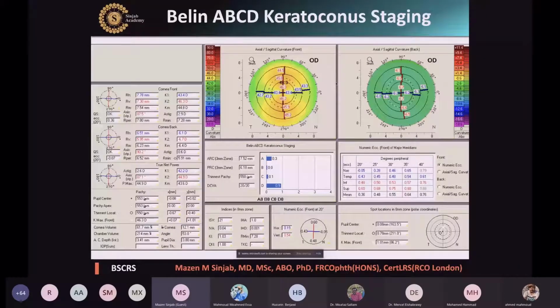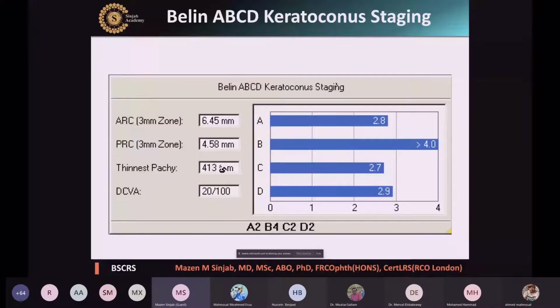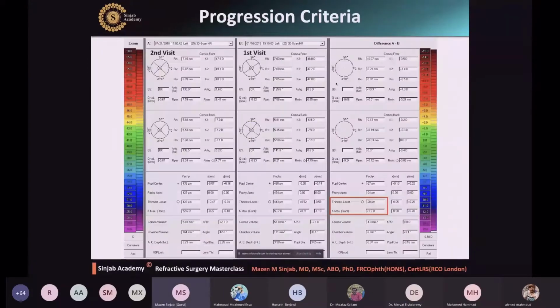This is the Belin ABCD. It classifies the cornea, whether it is less than 1, more, and so on, and it can monitor whether it changes, jumps from 1 to 2 or 3 or 4, which means progression. This is the other way. For example, this is first visit and second visit. The first visit is in the middle, the second visit on the left, and on the right is the comparison. There is 20 microns thinning and 1.9 diopters of increase in Kmax.